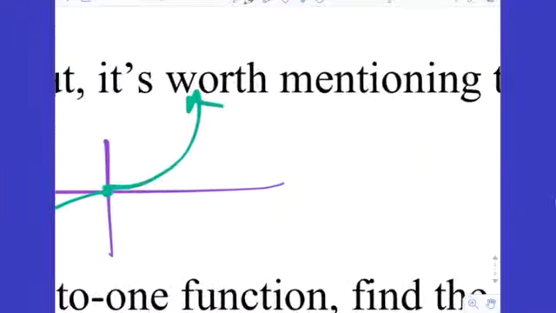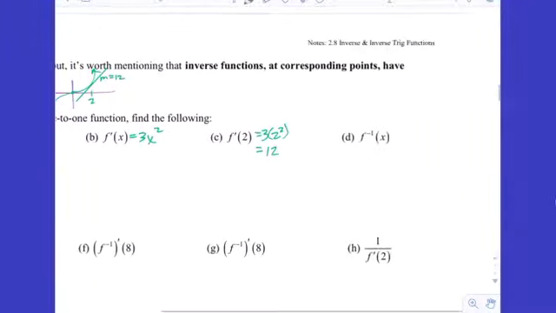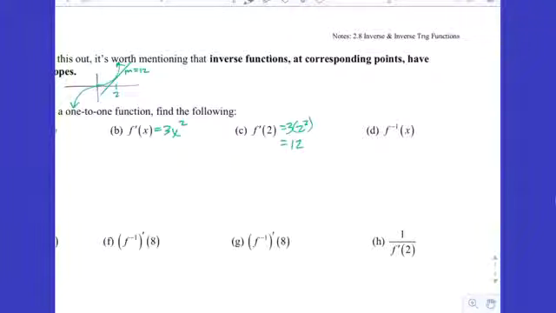So what does that mean? That means that at 2, right here, we'll call this 2, right there, the slope of that tangent line is 12. The slope is 12. Now it says to find f inverse of x.